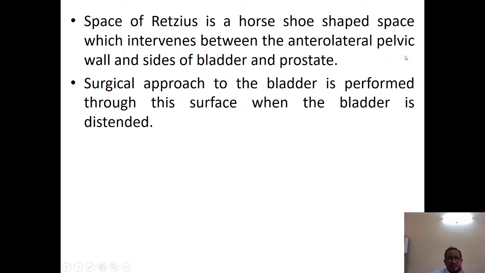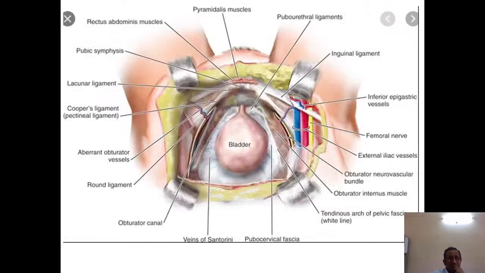Space of Retzius is a horseshoe-shaped space which intervenes between the anterolateral pelvic wall and sides of the bladder and prostate. So, in between the anterolateral pelvic wall and sides of the bladder, we have the space of Retzius. Surgical approach to the bladder is performed through this surface when the bladder is distended. So the surgical approach of the bladder is through the lateral surface when the bladder is distended.